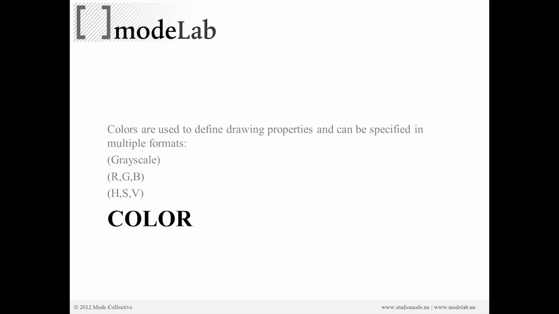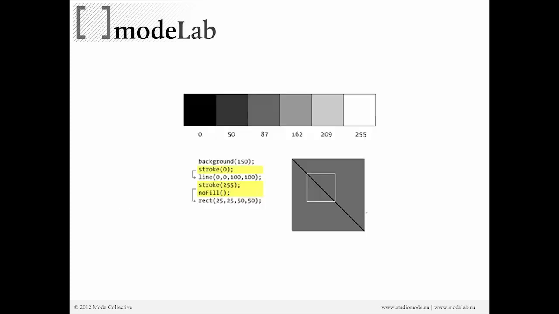So because shapes have fill and stroke, just like they would if we were drawing in Illustrator, we want to be comfortable with using colors to define how those fill and stroke properties should be defined. And there are a number of different ways that we can specify a color in terms of the format. We can use grayscale, RGB, HSV, and with each one of these we can use alpha channels as well to specify how transparent or opaque the fill or stroke should be.